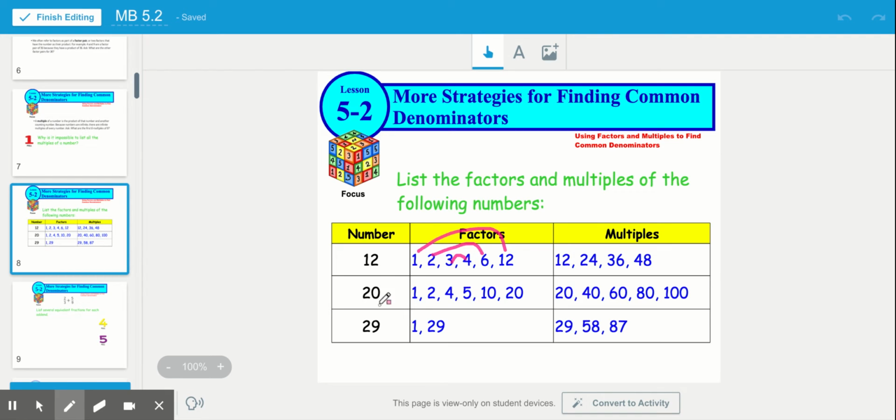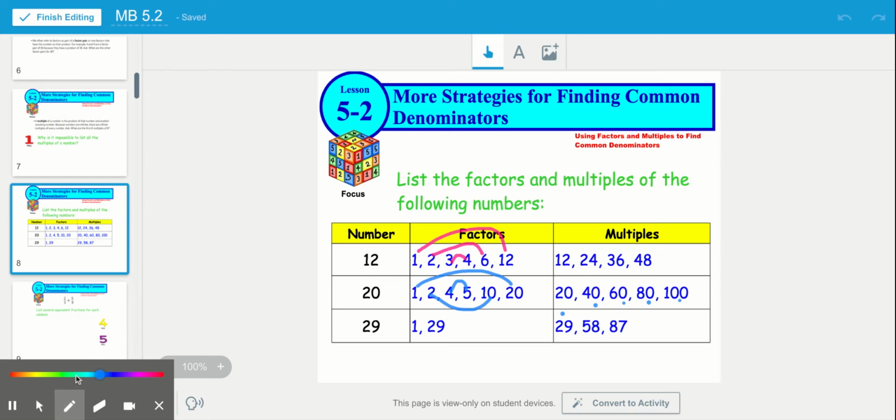For 20 with the factors, we can see that we did 1 times 20, 2 times 10, and 4 times 5. And then they did 1, 2, 3, 4, 5. They did the first 5 multiples. We know the next ones would be 120, 140, 160, 180, then 200. We would keep going up 20s.